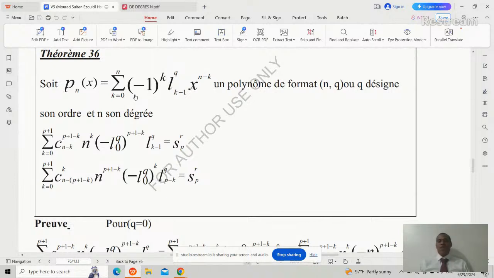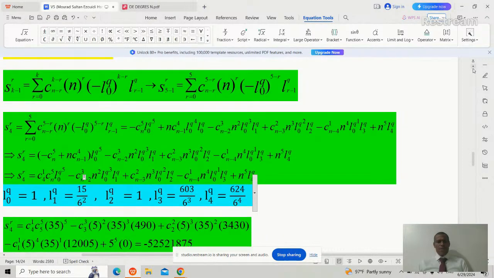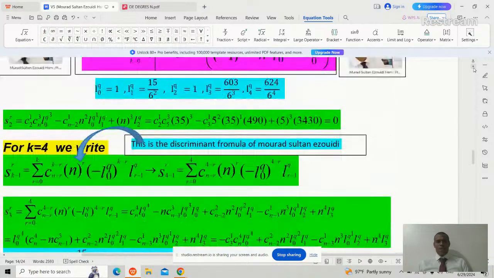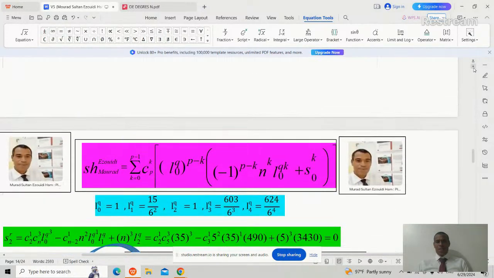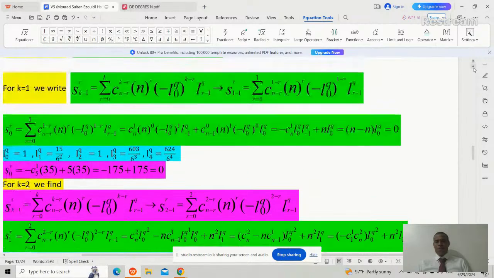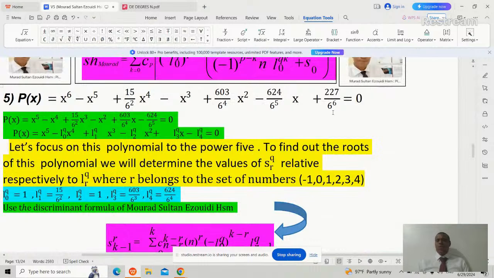Okay, not only this method. In fact, there are so many methods that can help you, but I'm going to explain step by step for you to understand the procedure. Okay, now I will start. This is my own polynomial to the power 5. I will try to find its exact roots. Okay, how it comes from the beginning. This is the polynomial to the power 5.